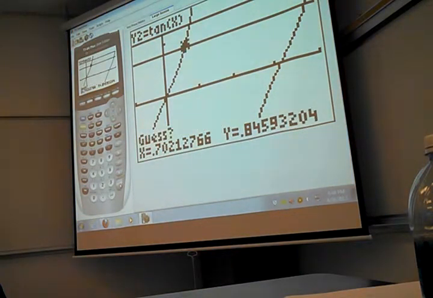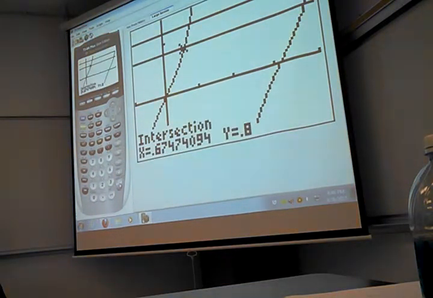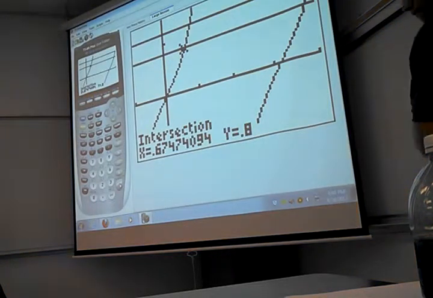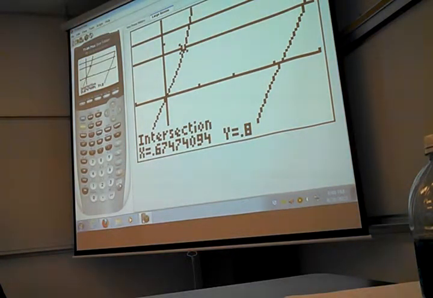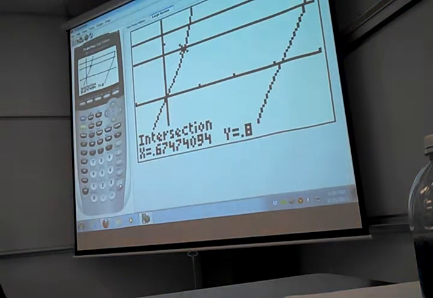Enter, and then it says, what's your guess? Well, I already put it on my guess. Enter. So I can make a better graph here. So right here, I get 0.6747, and so on. Now I want to figure out what that one is there.